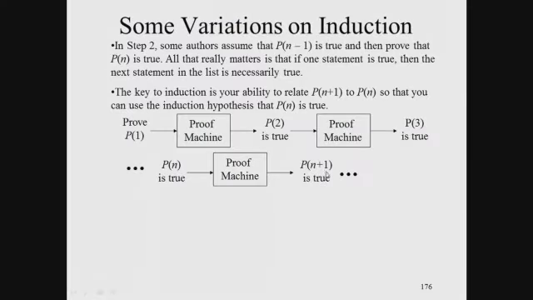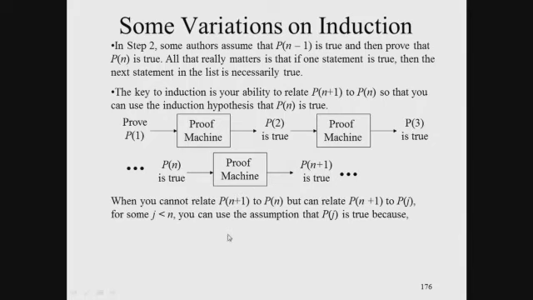Now, in some problems, it's actually difficult to relate P of n plus 1 back to P of n. This can be somewhat challenging. But sometimes it's possible to relate P of n plus 1 not to P of n, but to one of these earlier statements. Let's say P of j. In that case, you can in fact use the assumption that P of j is true, because by the time the machine has to prove that P of n plus 1 is true, look at what it will already have proved.